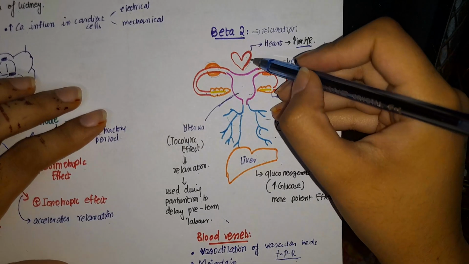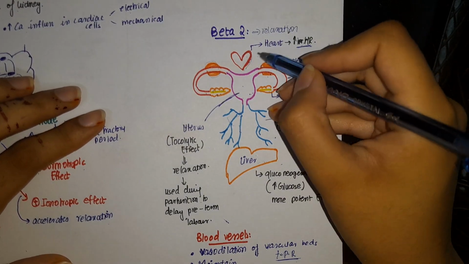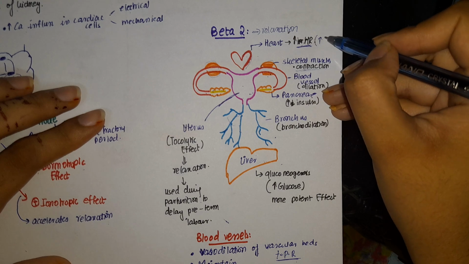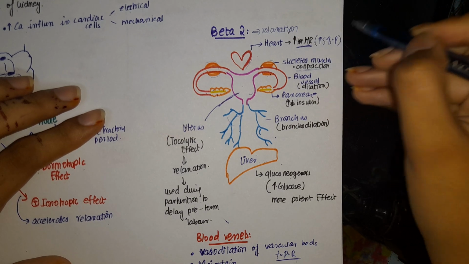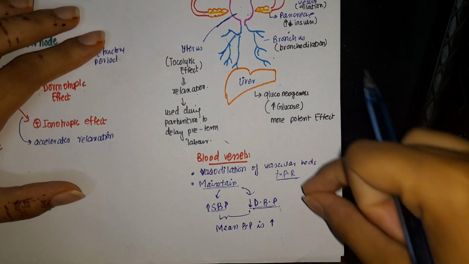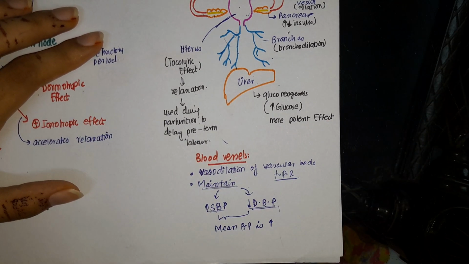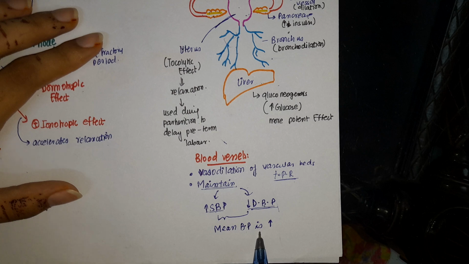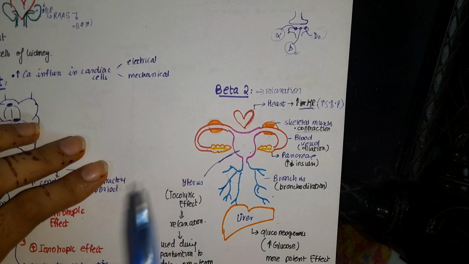So in this situation, you can also see that the heart is doing contraction. Whenever it is contracting, it will increase the systolic blood pressure. And whenever you have vasodilation, always remember total peripheral resistance will decrease. This will lead to a decrease in diastolic blood pressure. So what will happen due to this? Mean blood pressure is increased because the heart is doing increased contraction.